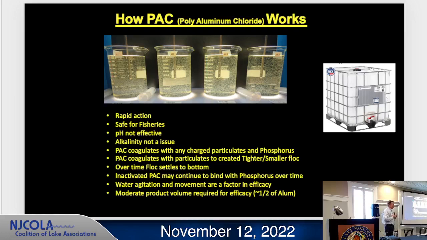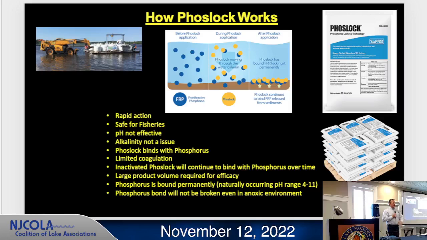Again, agitation works well, makes PAC work much better, okay? So they're kind of almost in the same family, PAC and alum, okay? And these have been long-term uses in the lake industry, okay, as well as in wastewater treatment. So as we move forward, 10 years ago, they've been using this product in Australia for a lot longer than that, for decades. And this is Phoslock, okay? It's a product that works.